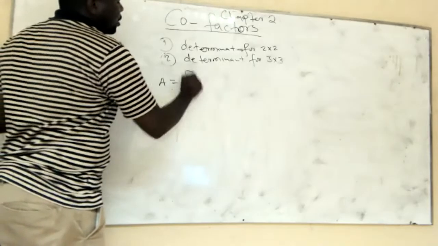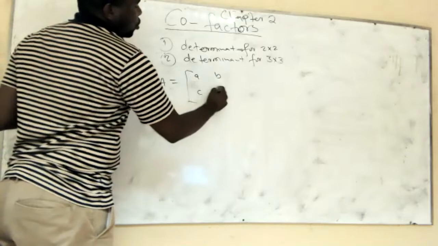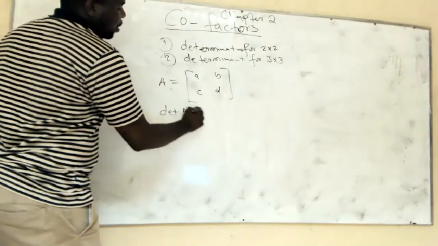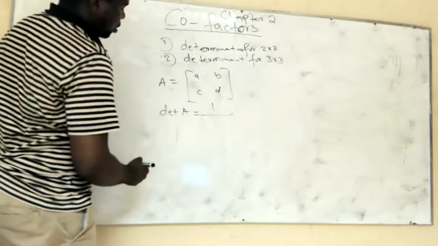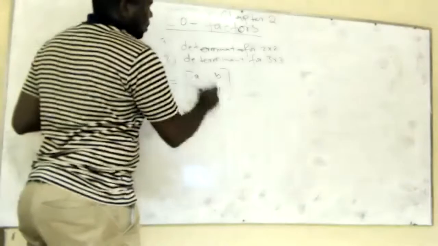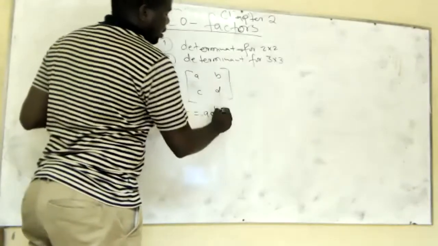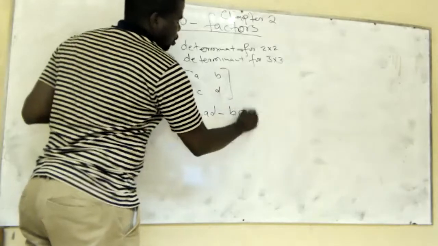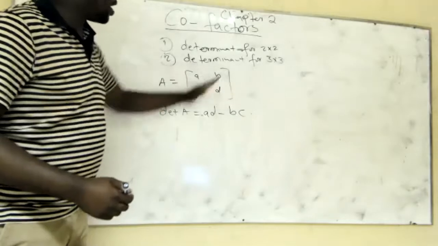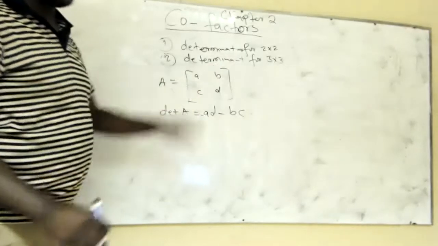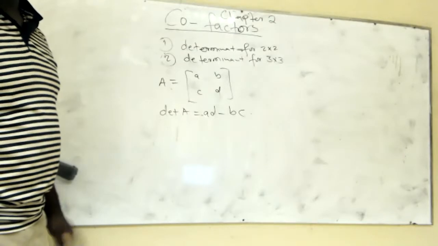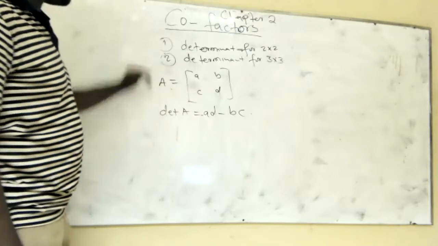So let me remind you of the determinant. Let's start with the determinant of 2 by 2. For example, let's say we have this matrix of 2 by 2. If we want to find the determinant of that, it's going to be cross multiplication. This multiplied by that is going to be AD, and then this with that is going to be minus BC. So that is how we find the determinant of 2 by 2. You multiply the diagonals and then you subtract the non-diagonals. Okay, we have covered this.